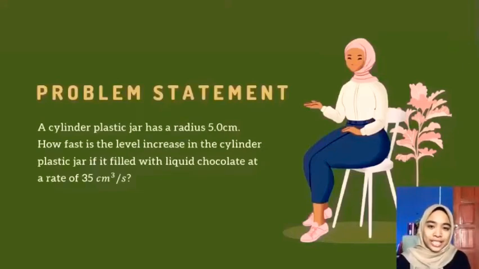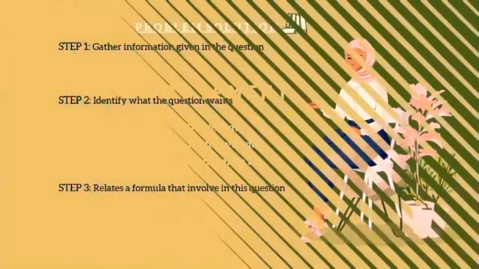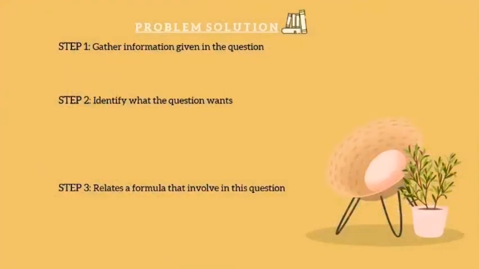The problem statement: A cylinder plastic jar has a radius of 5.0 cm. So, how fast is the level increasing in the cylinder plastic jar if it is filled with liquid chocolate at a rate of 35 cm³ per second? Next, we will see the problem solution.